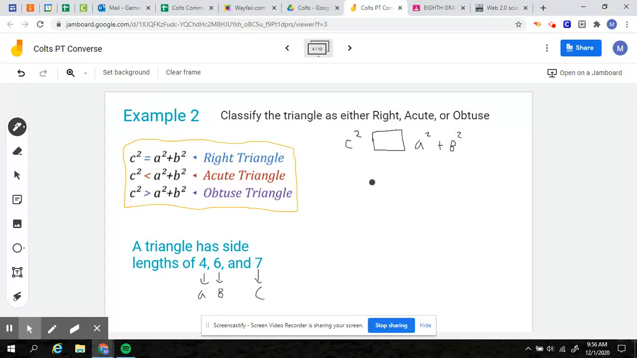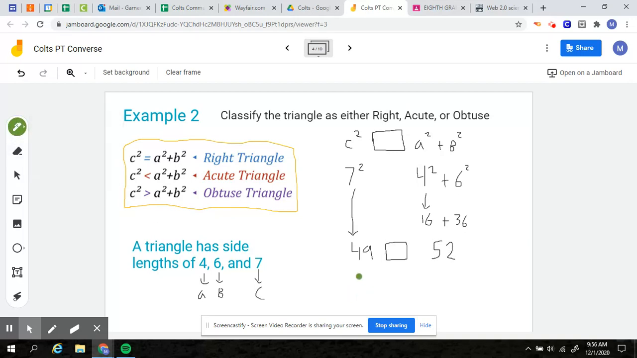Okay, so I'm going to go ahead and plug in my numbers. 7 is C, so 7 squared, which is just 7 times 7 gives you 49. A squared plus B squared will be 4 squared plus 6 squared. So 4 times 4 gives you 16. 6 times 6 gives you 36. If I add those two things together, 16 plus 36, that gives me 52.